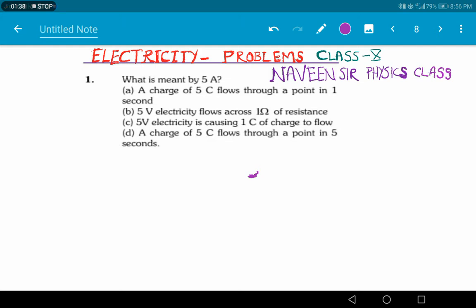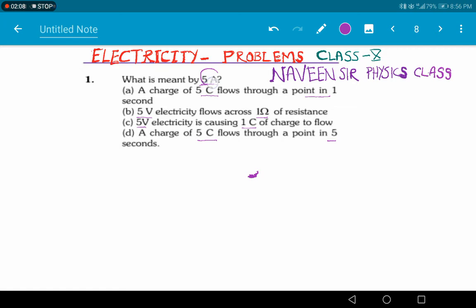Let us see the first question on your screen. What is meant by 5 ampere? So 5 ampere means current is 5 ampere. They have given different options. A: a charge of 5 coulomb flows through a point in 1 second. B: 5 volt electricity flows across 1 ohm resistance. C: 5 volt electricity is causing 1 coulomb of charge to flow. D: a charge of 5 coulomb flows through a point in 5 seconds.